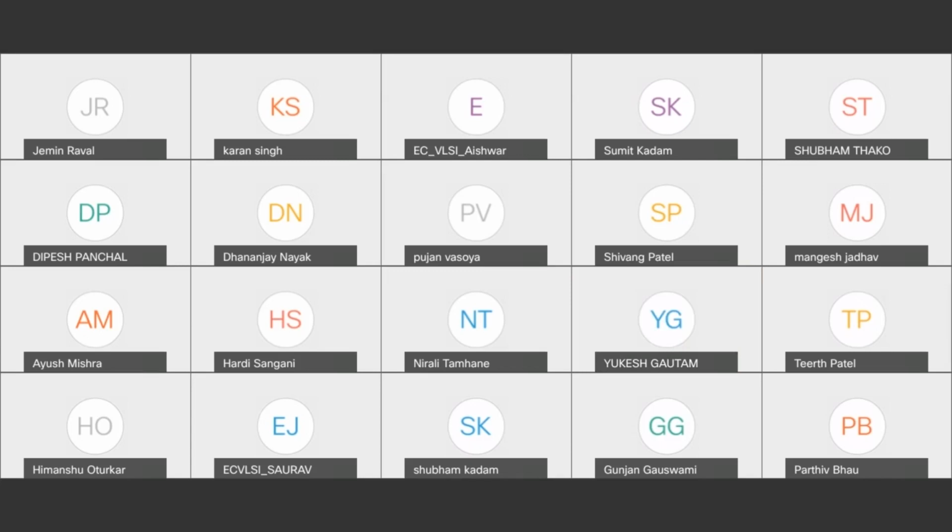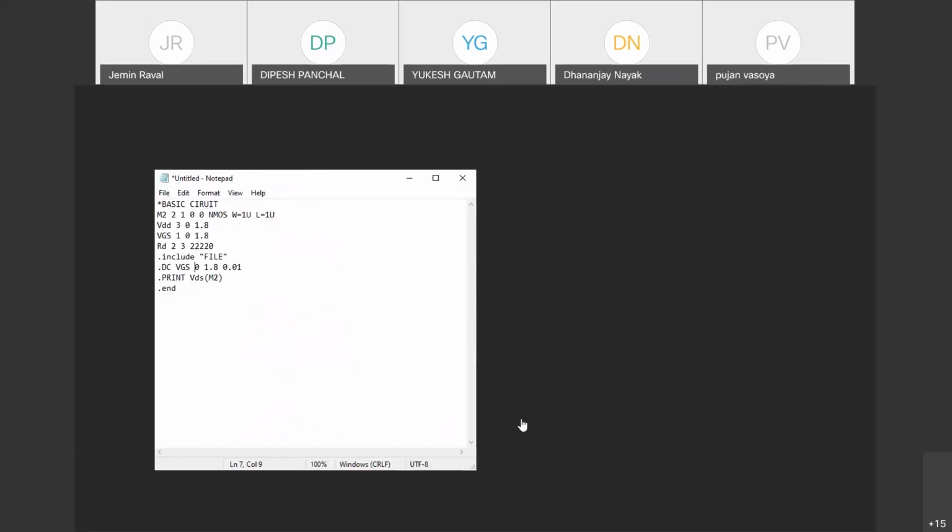The label of the register is not right. See this screen. M2 2 1 0 0 NMOS W L VDD 30. Okay. VGS 10. Fine. RD is not okay. RD is between 2 and 3. Correct. 2 2 0 0 0. Dot include that file, dot VGS 0. Only the second print command is not proper. You have to plot VTC, X axis input, Y axis output. So everything is correct. Only the second line you have to recorrect. Yes, you can stop sharing.